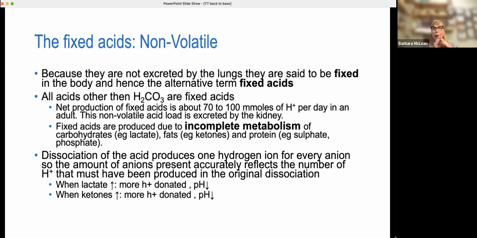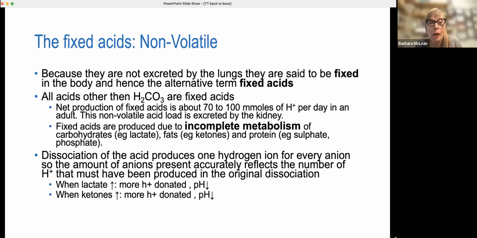Okay, so again, what I want you to remember is that lactate dissociates hydrogen ion. For every increase in lactate, I'm talking about every molecule increase in lactate, not gram or milligram or milliequivalent of any of those, every molecule donates a hydrogen ion. So it's really important to understand that when lactate is up, more hydrogen is donated and your pH will go down. When ketones are up, more hydrogen is donated and your pH will go down.